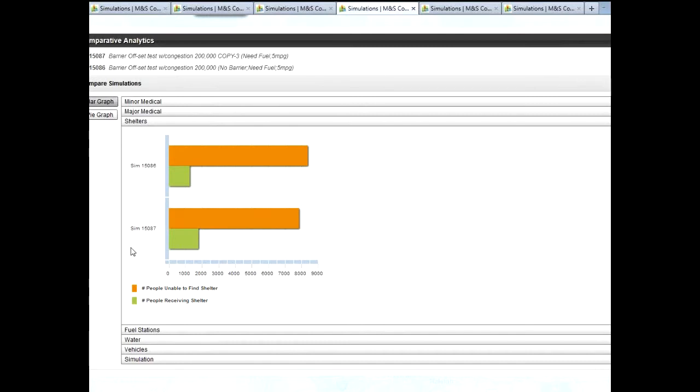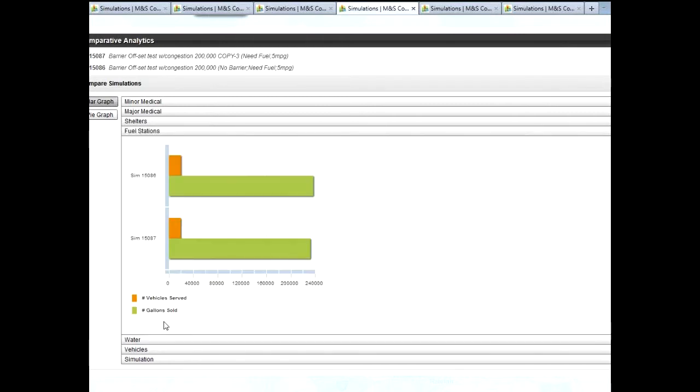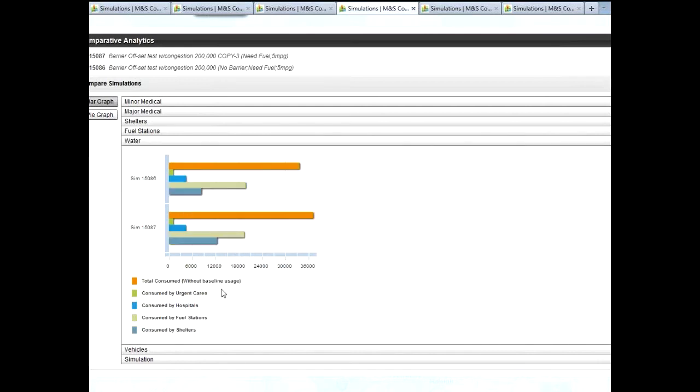So you can go down through and look at fuel station information. Let's just look through these. You can compare. You can actually do more than 2 simulations. You can compare multiple simulations together. You're not limited to just 2 sims. Then you can go down to water. Let's look at water consumption.